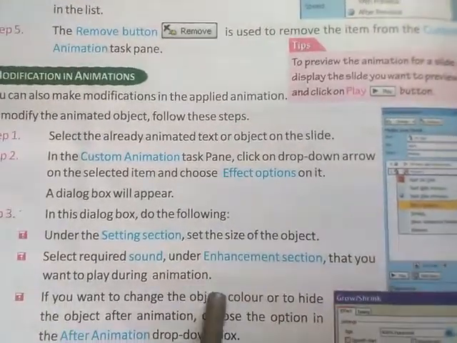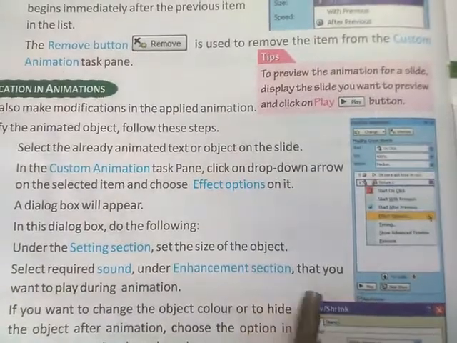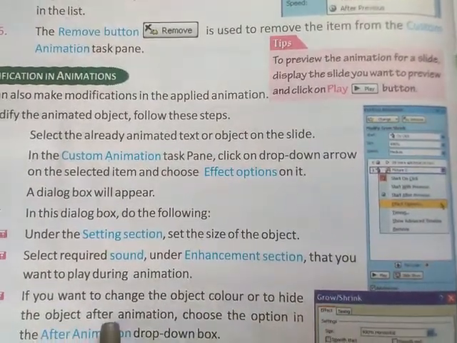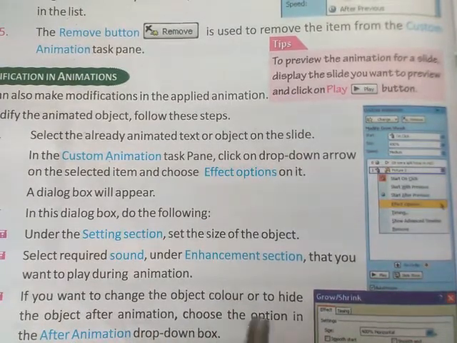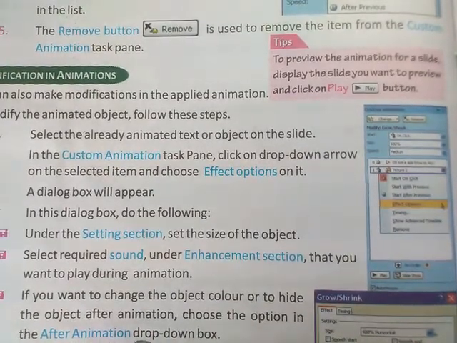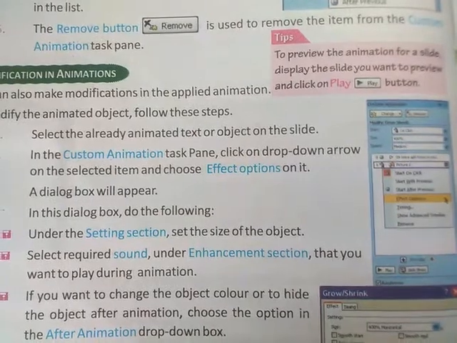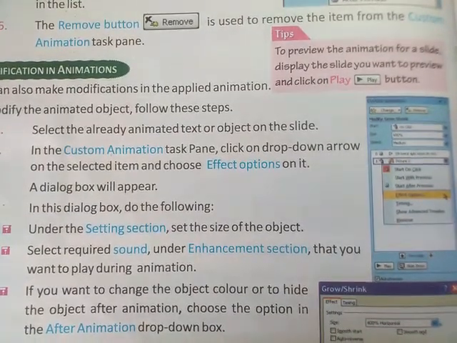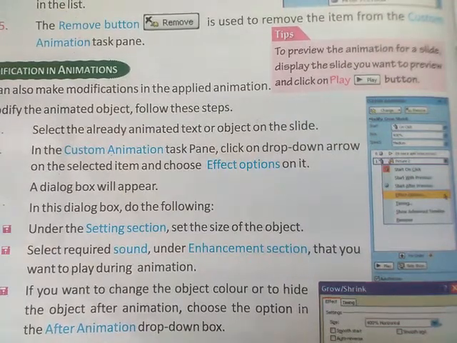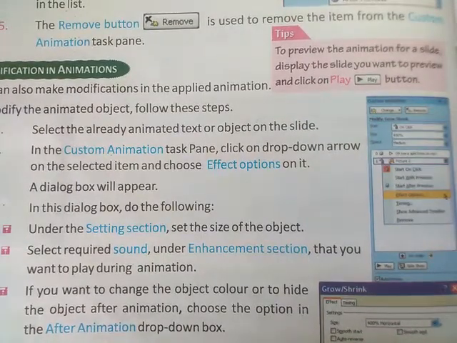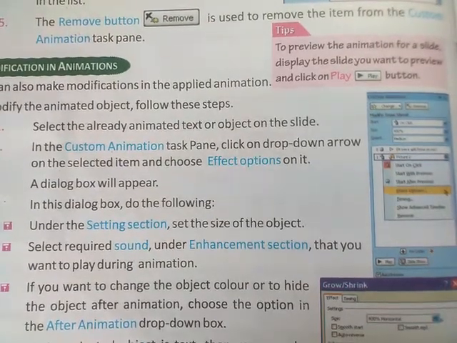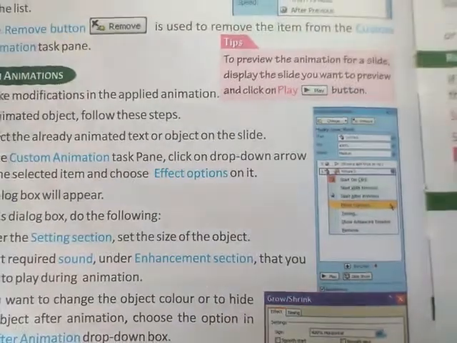Select the required sound under the enhancement section that you want to play during animation. If you want to change the object color or to hide the object after animation, choose the option in the after animation drop down box. If the selected object is text, then you can also choose the option to animate the text. Now at last, click the OK button to apply the setting. Thus, you can modify the animation.